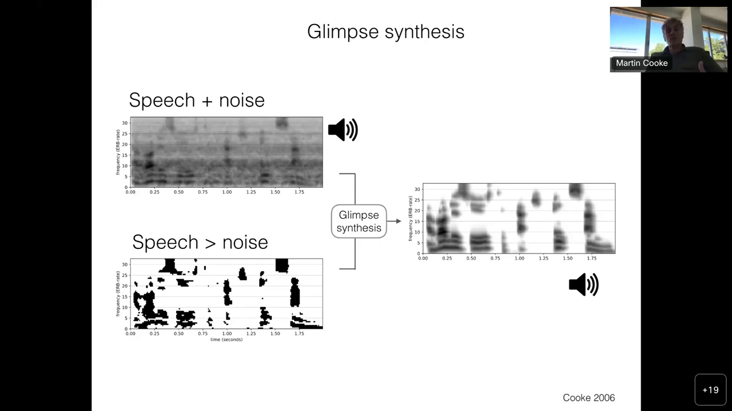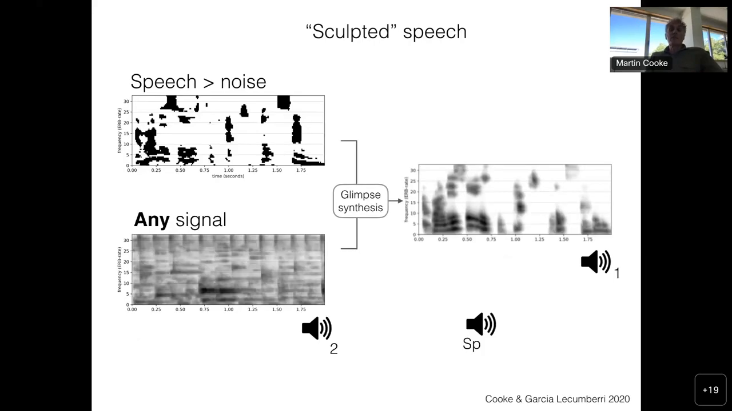Which you can see actually removes some of the information, but also cleans it up quite a lot. Okay, that's kind of old hat by now, but the new idea, what I call sculpted speech, is where we recognize that rather than putting a speech or speech plus noise signal through the mask, we can actually put any signal we like through the mask.